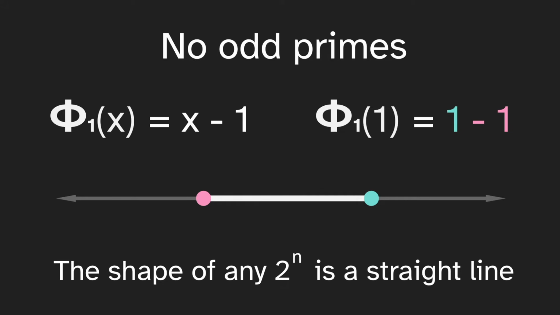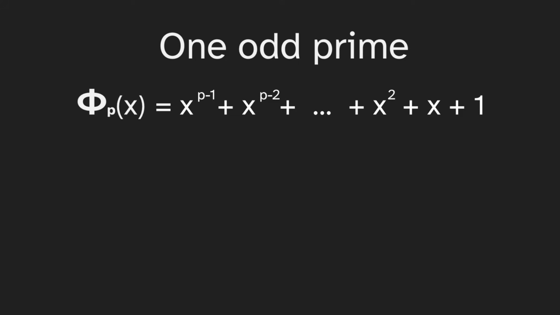It's just the points 1 and negative 1. Okay, the next case is if we have one odd prime. In this case, phi sub p is x to the p minus 1 plus x to the p minus 2 plus all the way down to 1. It's all of the powers of x less than p.